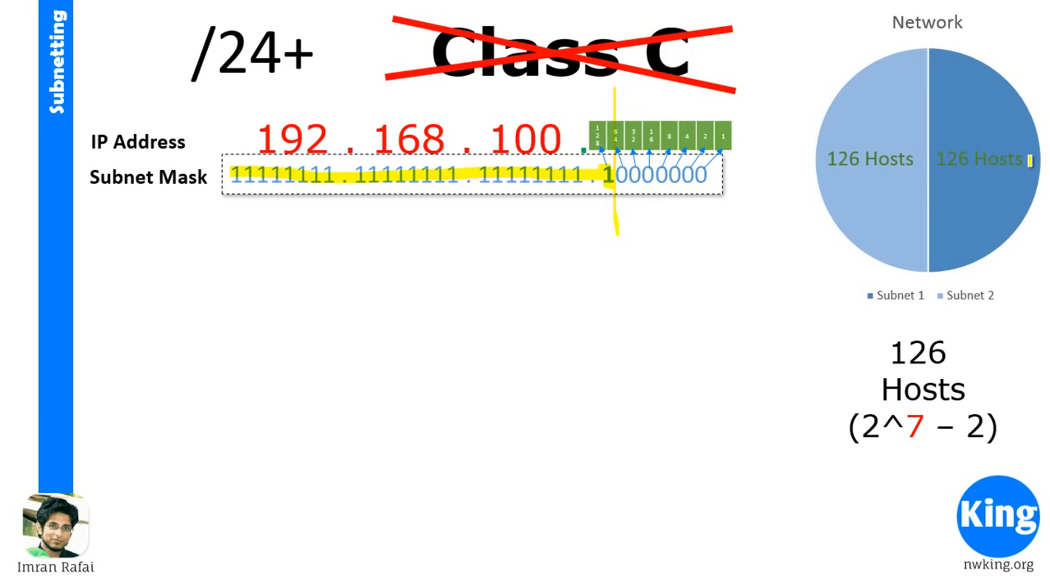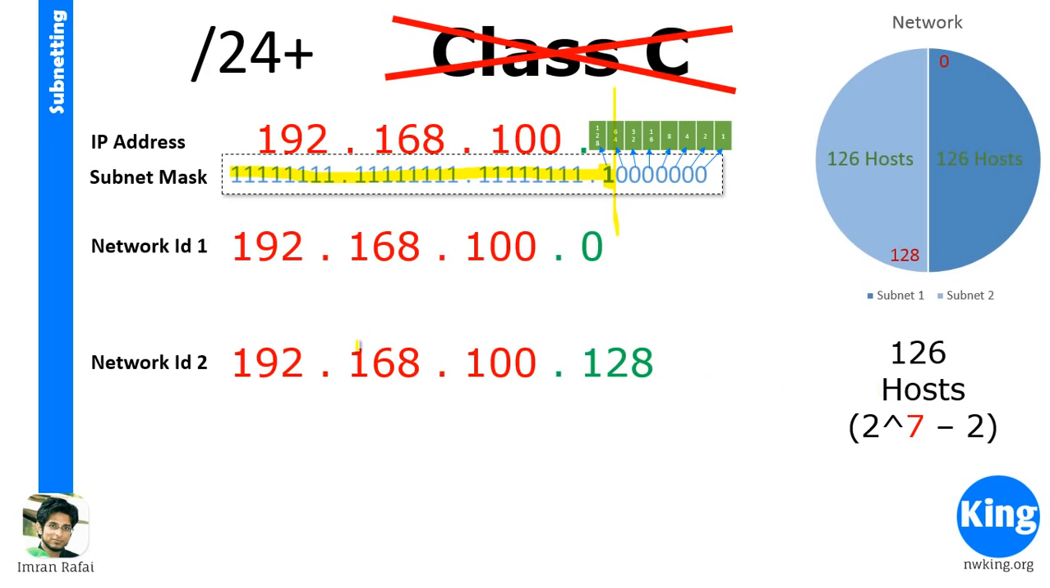So 126 hosts plus one network ID and one broadcast ID makes 128. So what do we do? Let's do this. The network ID of the first one is always 192.168.100.0. So that is the first network. That's the first subnet, and that's the network ID.